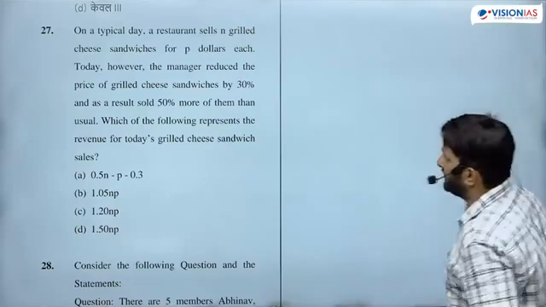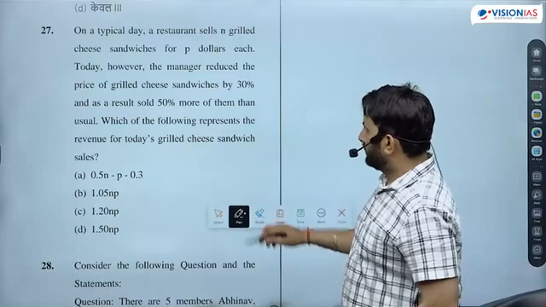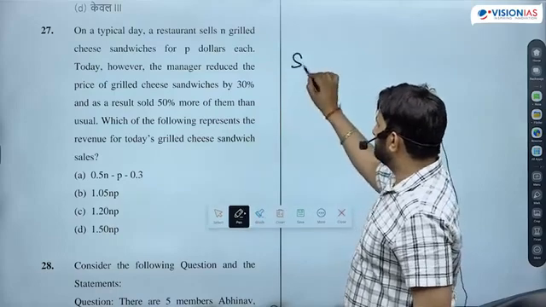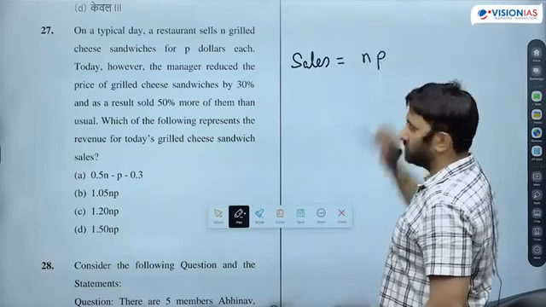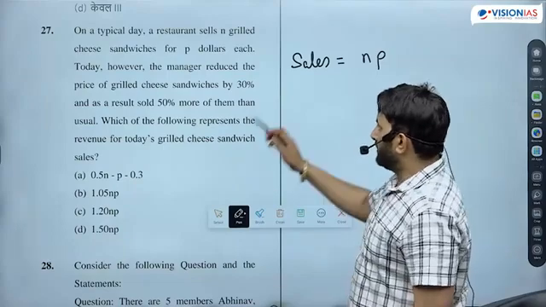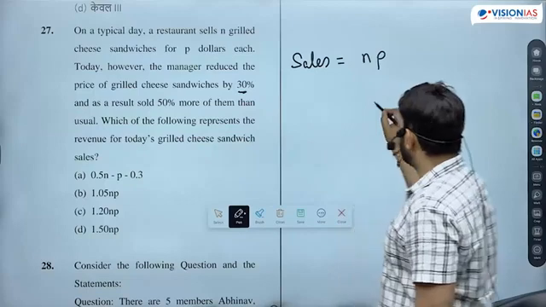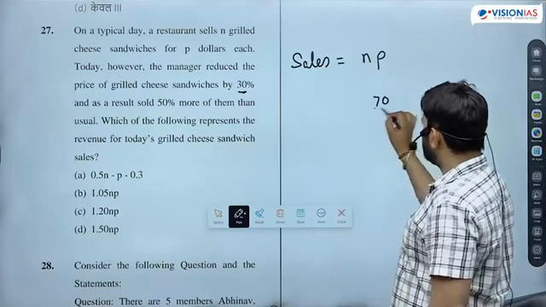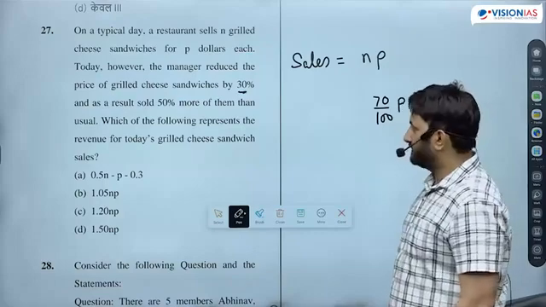On a typical day, a restaurant sells n green sandwiches for $P. What should be the total sales? Sales is equal to number of items into price of the item. Today, however, the manager reduced the price of the grilled sandwich by 30%. What is the new price? 70% of P. This is the new price.